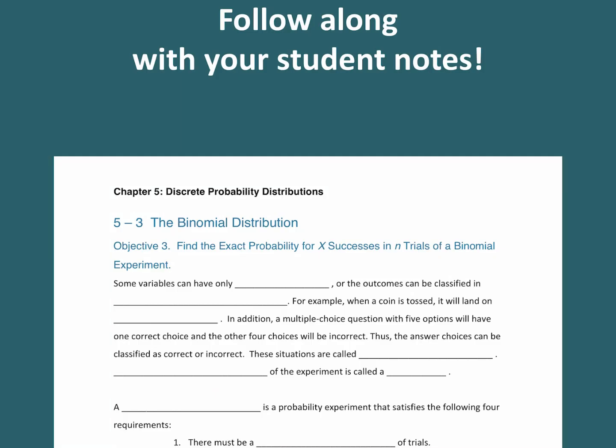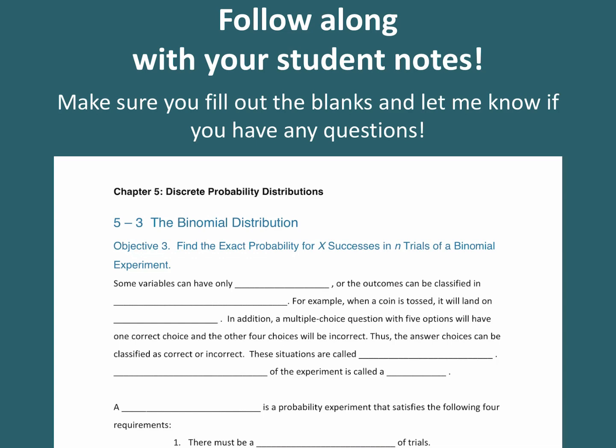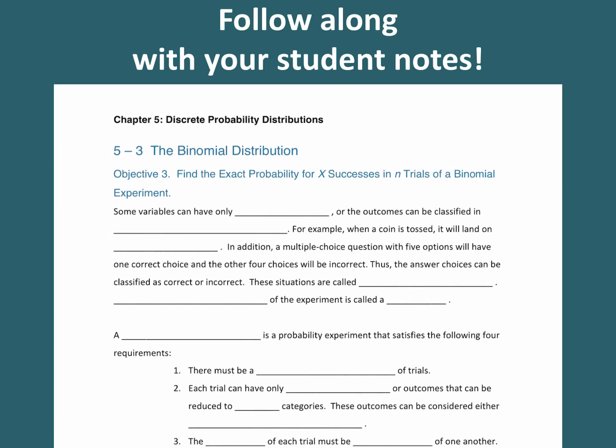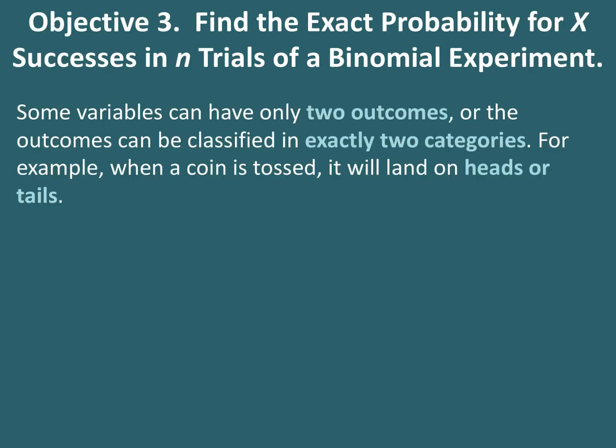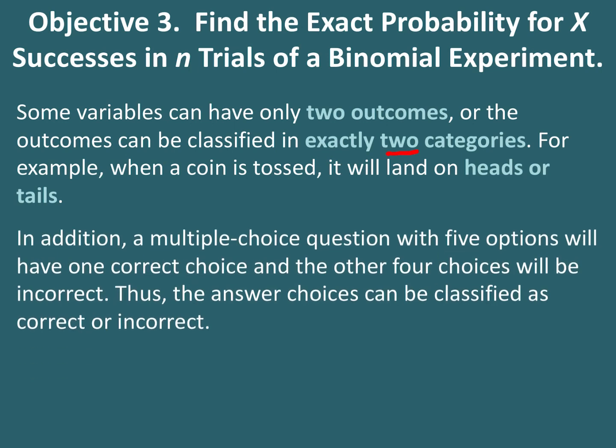Let's go ahead and follow along with our student notes. Some variables can have only 2 outcomes, or the outcomes can be classified in exactly 2 categories. For example, when a coin is tossed, it will land on heads or tails. In addition, a multiple choice question with 5 options will have 1 correct choice and the other 4 choices will be incorrect. Thus, the answer choices can be classified as correct or incorrect. This is still considered a binomial experiment.